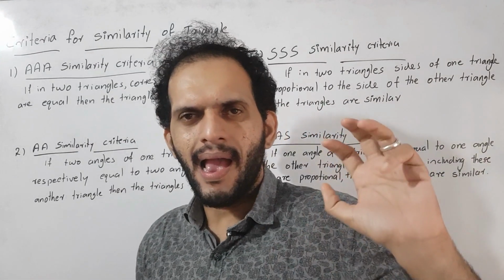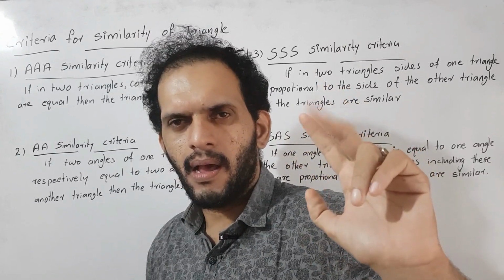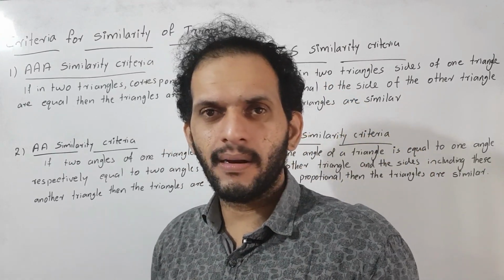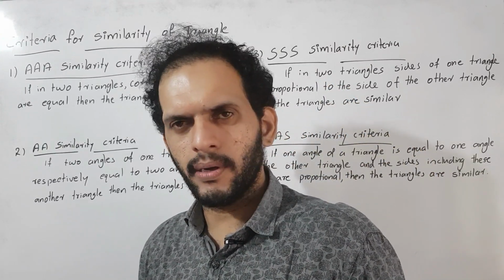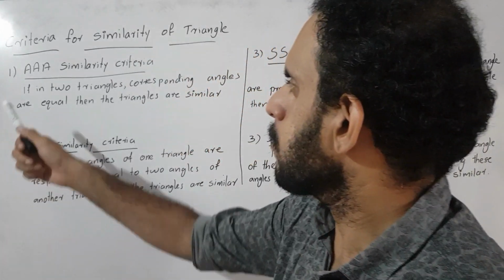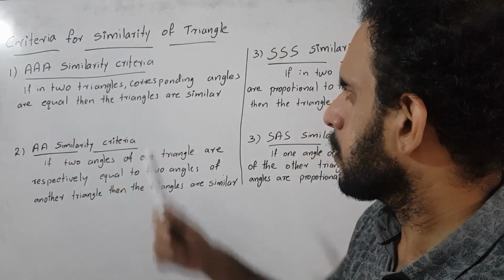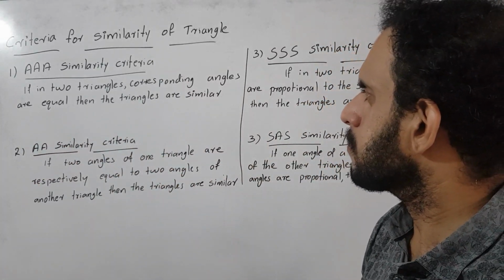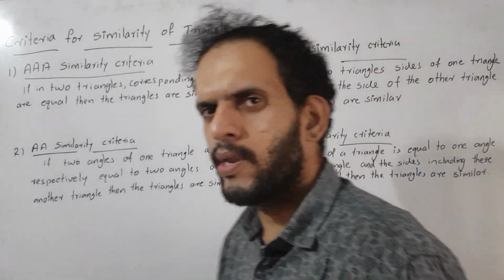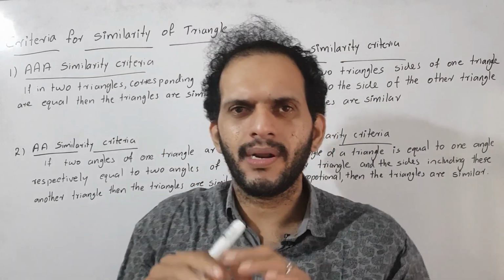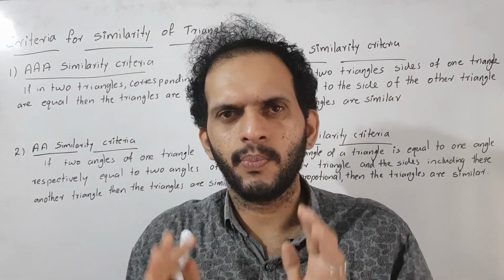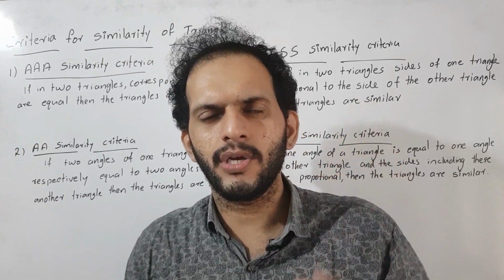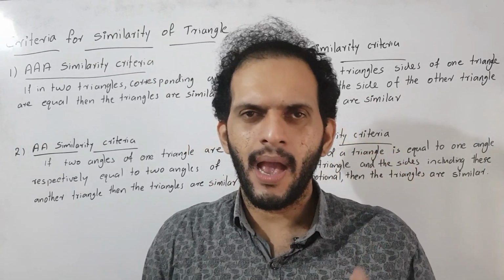A means angle, angle, angle. What is the angle similarity criteria? If in two triangles corresponding angles are equal, then the triangles are similar. Okay, that is very clear. If two triangles are similar, the first condition is that their corresponding angles are equal.